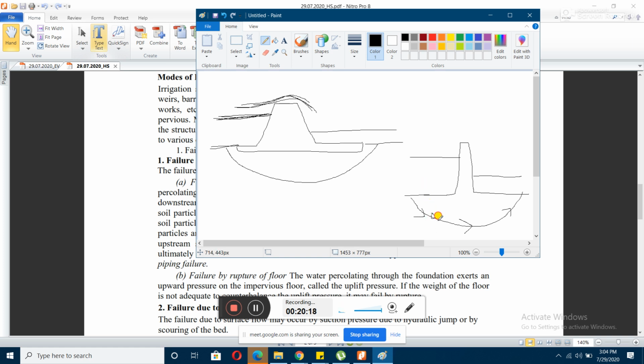There are soil particles here. This difference of head will apply force on the particles, and the inter-particle forces between these soil particles will tend to get reduced, because there is a force like this acting. So due to this, the interparticle force reduces.